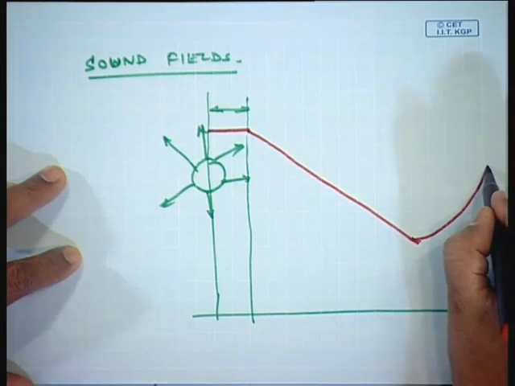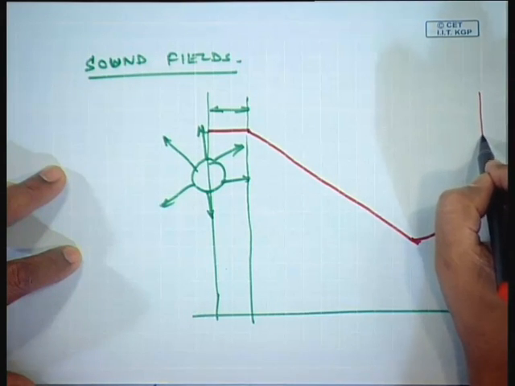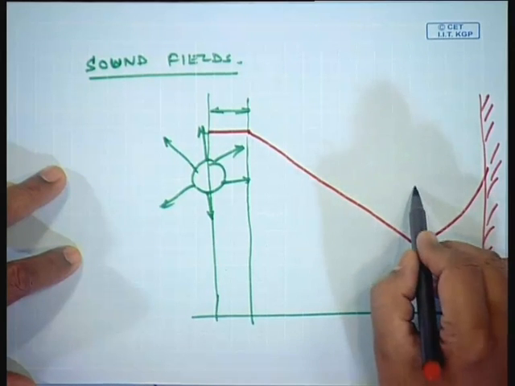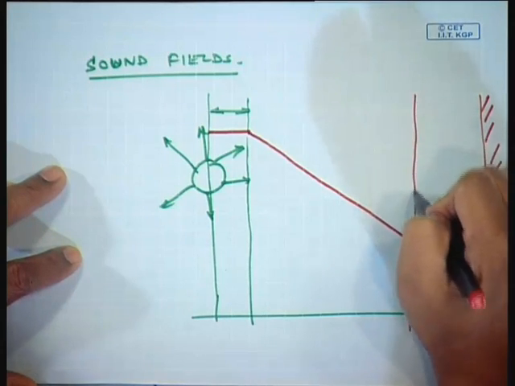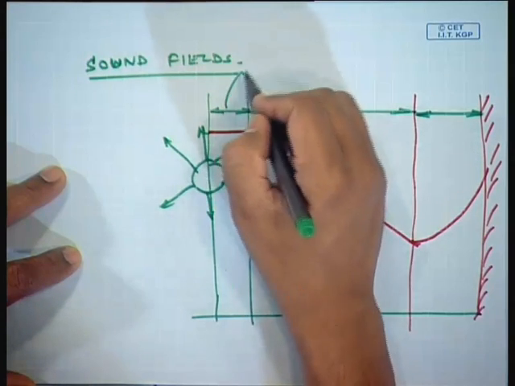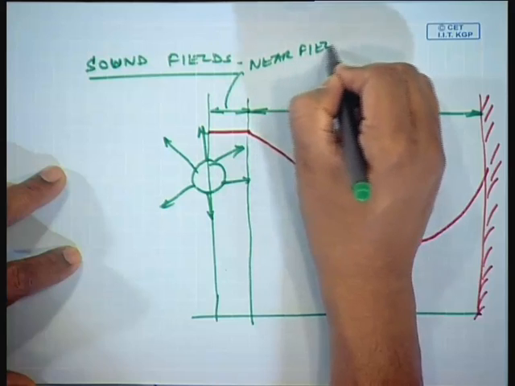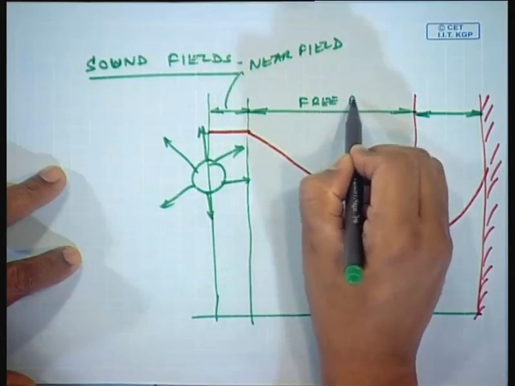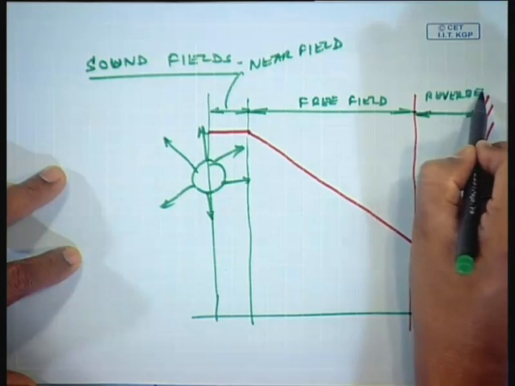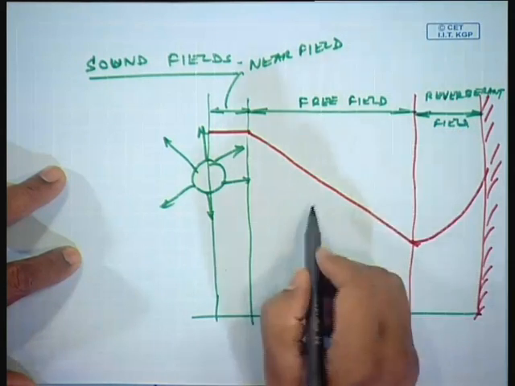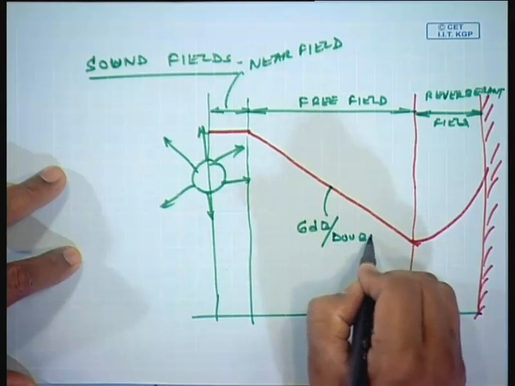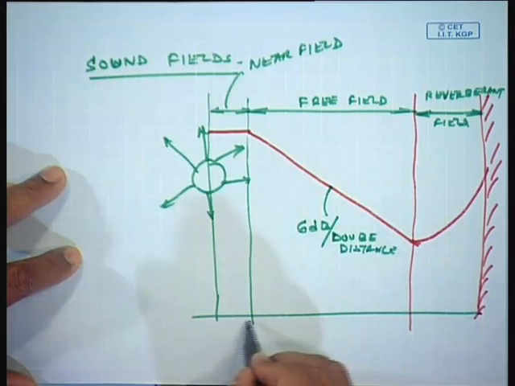Towards the boundary, if this is a boundary, now this level has happened. So, there are 3 distinct zones. So, this is the near field, and this is the free field, and this is the reverberant field. Here you will see a drop by 6 dB per doubling of distance. Again, this is the distance R.